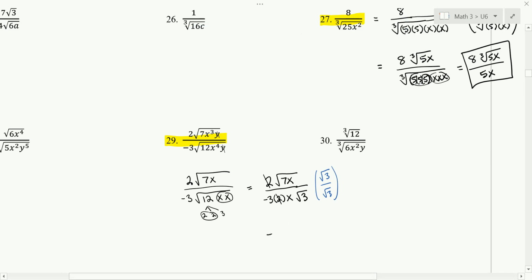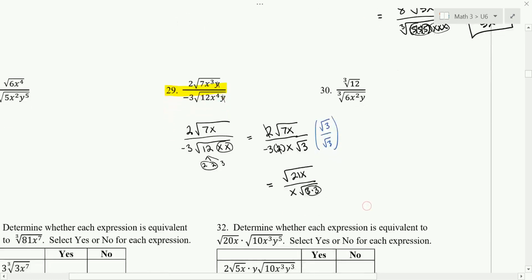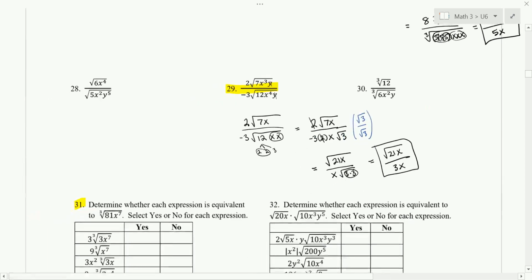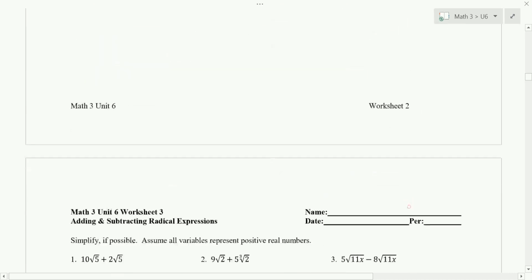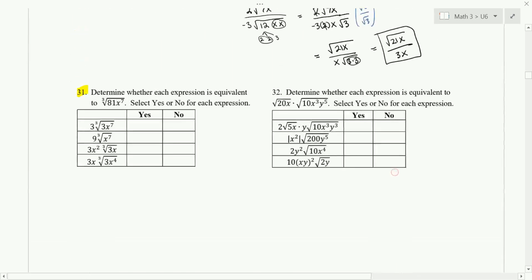And we end up with 7 times 3 is 21, so square root of 21x over x times the square root of 3 times 3. There's our pairs of 3 there, and we can get rid of that. So square root of 21x all over 3x. Number 31, last one here.